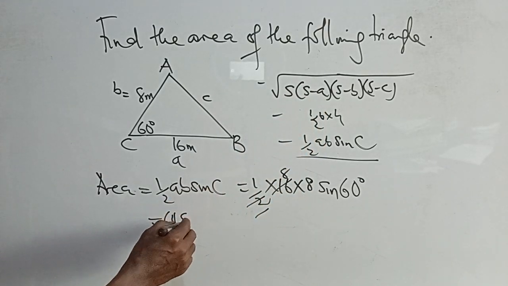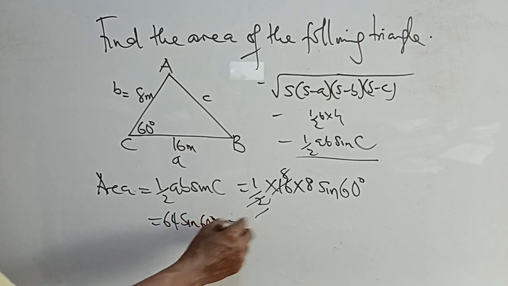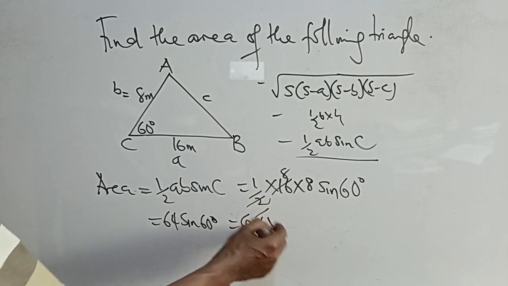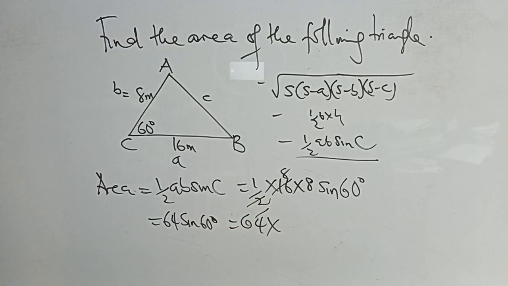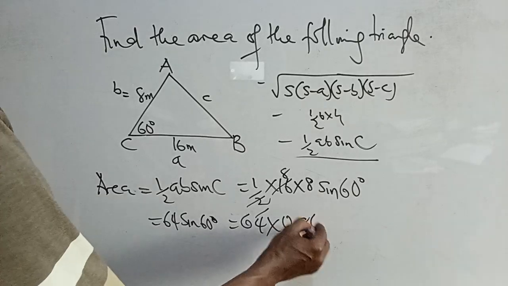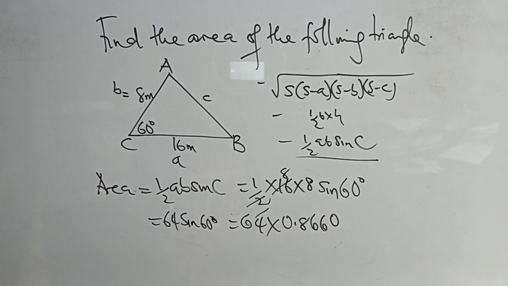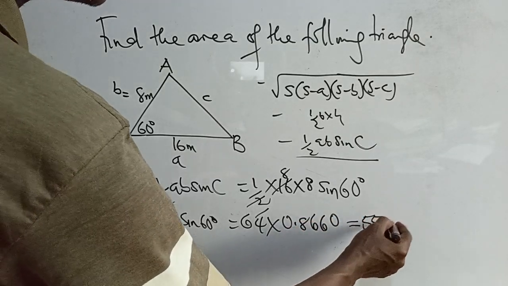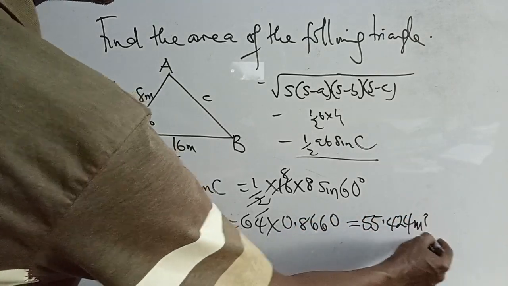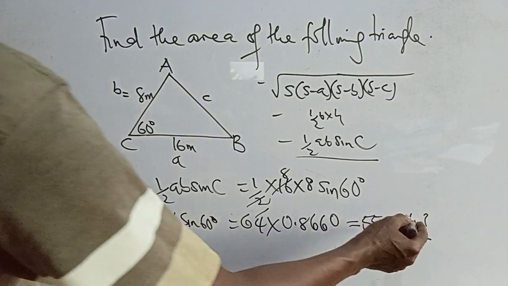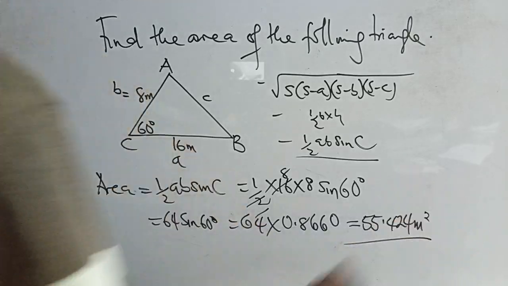64 sine 60 degrees. So if we use our calculator to multiply, and sometimes you might not even need a calculator, sine 60 is a special angle, which is root 3 all over 2. But if you want to use the calculator, sine 60 degrees is 0.8660. So by the time you multiply 64 by 0.8660, you have 55.424 meter square. So that is the value you are going to get if you carry out that multiplication. 55.4. You can try it yourself.